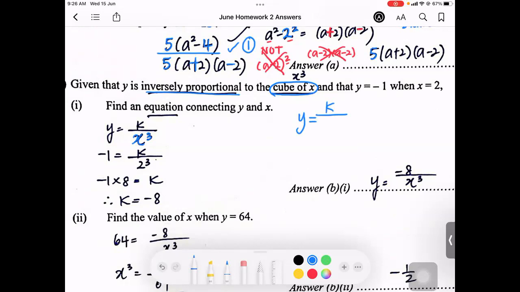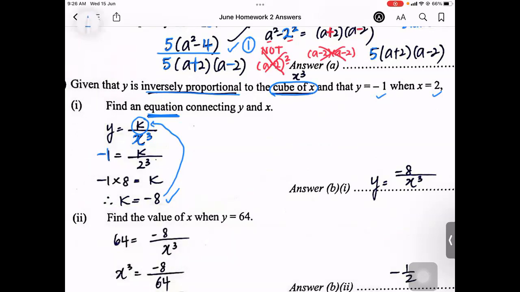Now for basic questions, they give you values. Y equals to -1, x equals to 2. What is that for? For you to substitute inside to find the value of k. So I found the value of k after I cross multiply. But the question wants the equation. So just finding k equals to -8 is not a final answer. Plug the k back into the equation. So this one is now y equals to -8 over x cubed. Okay, so this one is the answer.